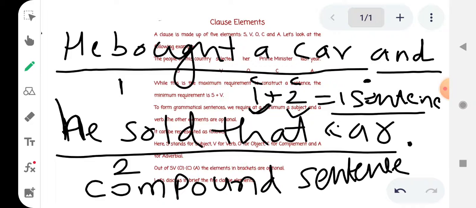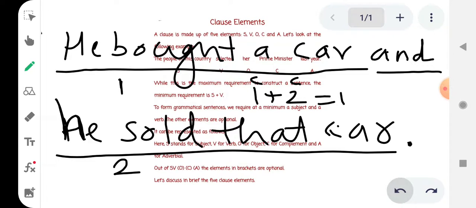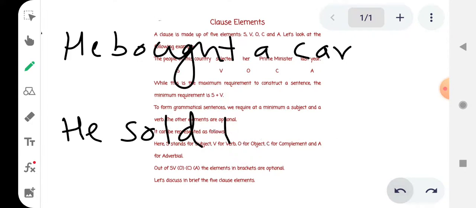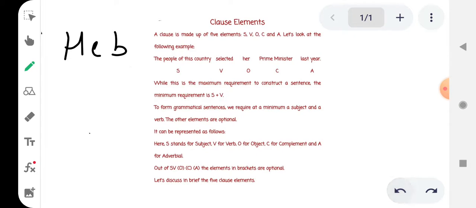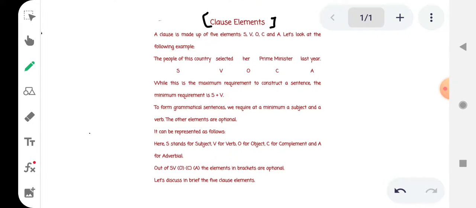Now, I have repeated all these things. We will come to the main point of today's lecture. What is the principal point of today's lecture? Now we come to the principal point of the lecture and the principal point of the topic. This is the clause element topic. Okay, clause elements. Earlier also we have seen what the clause elements are.